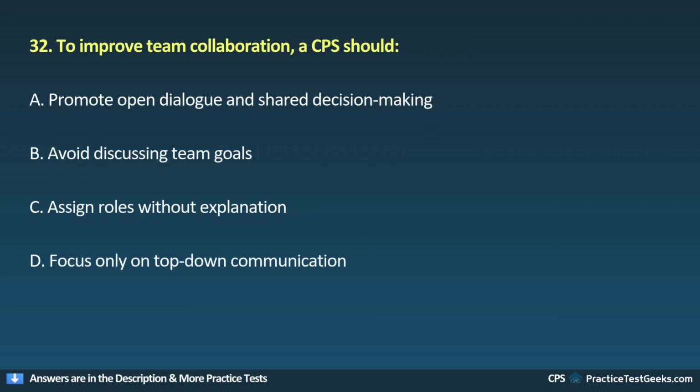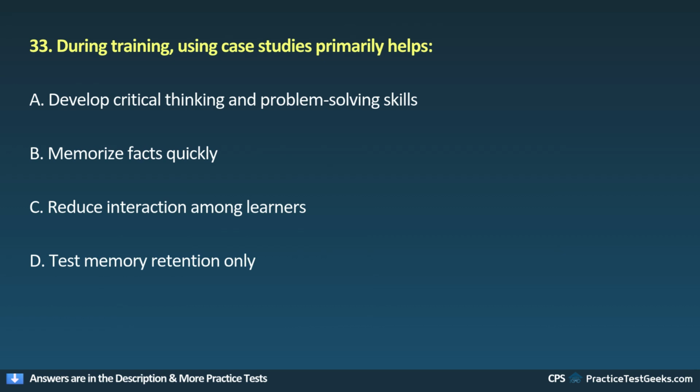32. To improve team collaboration, a CPS should A. Promote open dialogue and shared decision making. B. Avoid discussing team goals. C. Assign roles without explanation. D. Focus only on top-down communication.